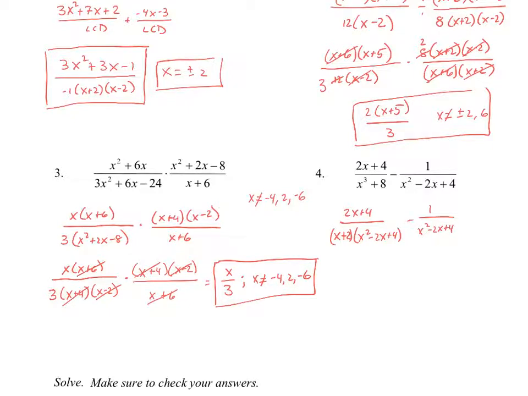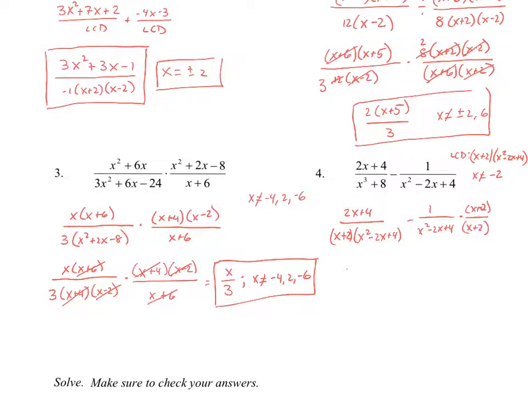So I can identify my LCD now. My LCD is going to include x plus 2 times x squared minus 2x plus 4. And my restrictions will be that x cannot equal negative 2. The x squared minus 2x plus 4, if I set that equal to 0 and solve, that would not yield real solutions, so they'd only be imaginary, so I don't have to worry about that in terms of restrictions. So now, in order to get an LCD, I need to multiply the right-hand fraction by the x plus 2 over x plus 2.